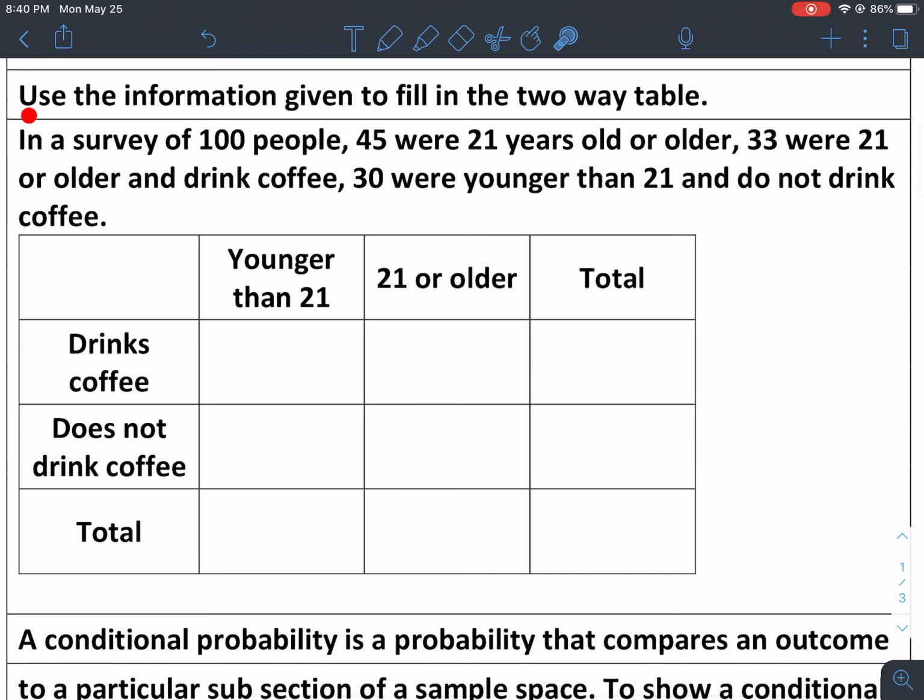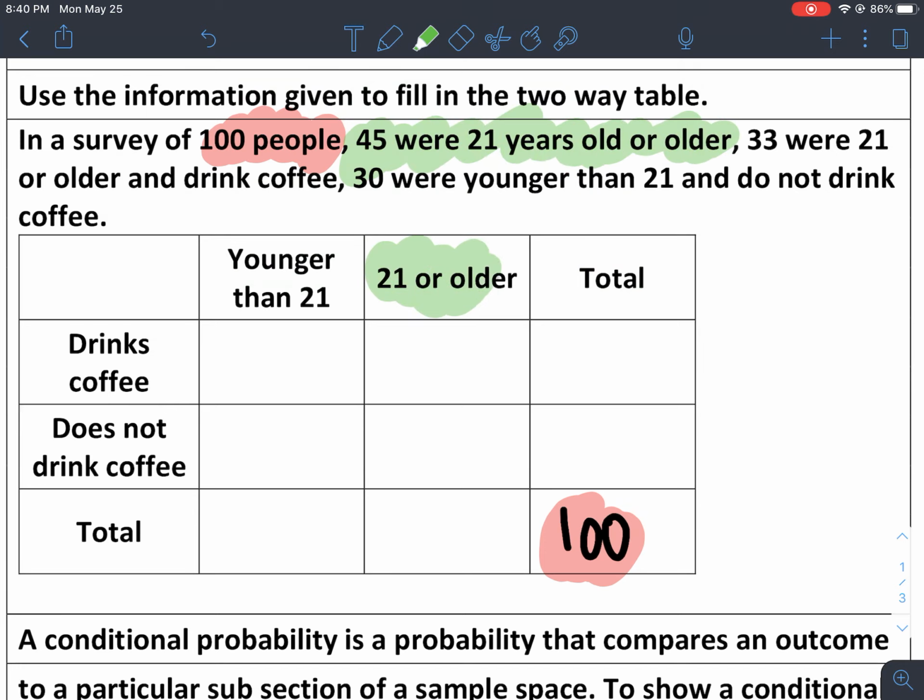So, our first problem is to use the information given in the two-way table. So, it says in a survey of 100 people, so we have a total of 100 people, 45 were 21 years old or older. Sorry. So here, let's do some highlighting. 100 people. So that's the total of the total. That's everyone. So that's how I read this. It says that 45 were 21 years old or older.